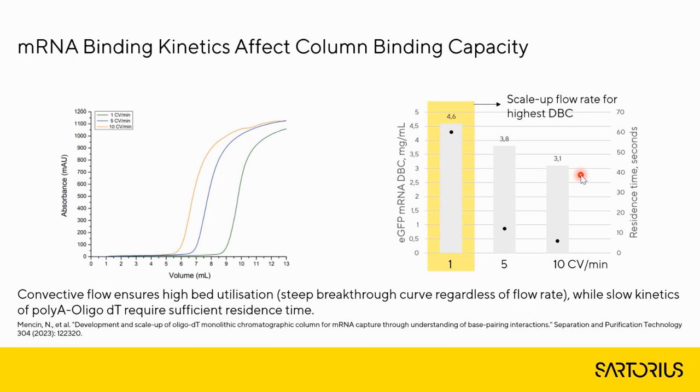mRNA. If we work with 1 column volume per minute, which would be scale-up flow rate, also used typically for scale-up because of pump requirements, then we can reach 4 to 5 milligram per milliliter binding capacities for a molecule like EGFP quite standardly.